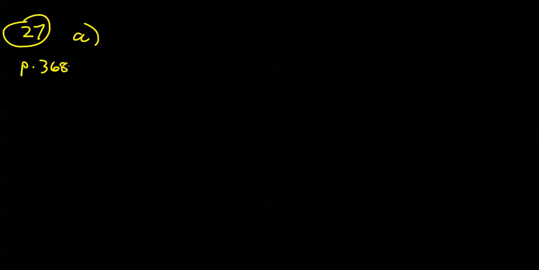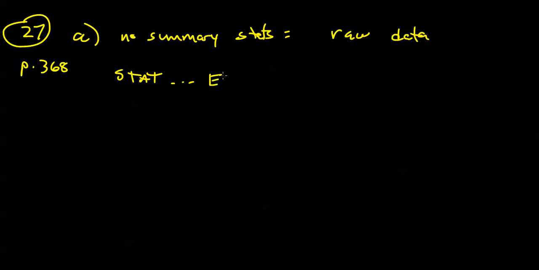I'm going to do part A. Use the sample data to construct a 95% confidence interval for the population mean. Well, notice in 27A they don't give us summary statistics. They give us raw data. And in that case, it's entirely possible that we could use the data input mode of our t-interval command. So go to L1: hit stat on your calculator, and then edit.